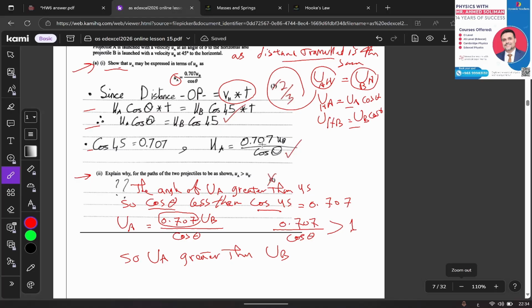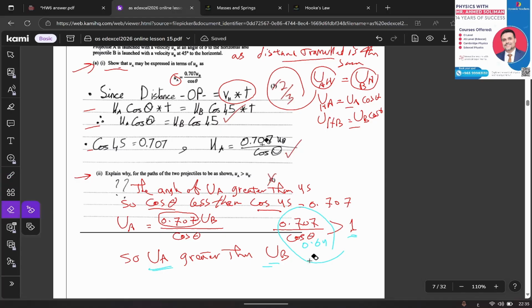And of course, you can make an example for you to be sure this is correct. For example, we said the angle is 45. What about cosine 50? What is the answer of cosine 50? Cosine 50 equals 0.64, for example. So now the answer is what? Greater than 1. This is why UA will be greater than UB. Do you understand, Habiba? Yes. Do you understand, Mirola?